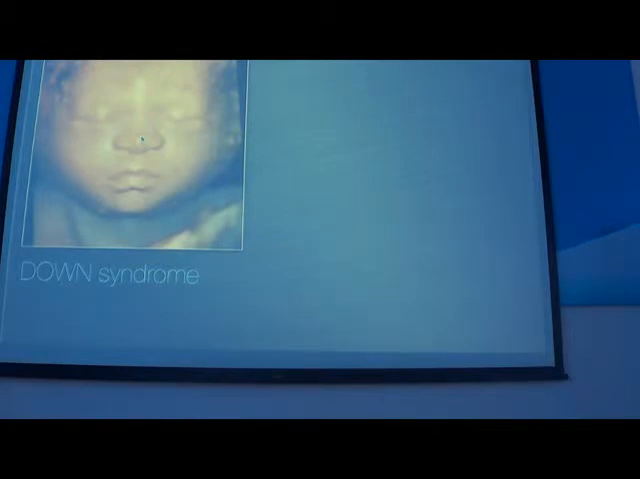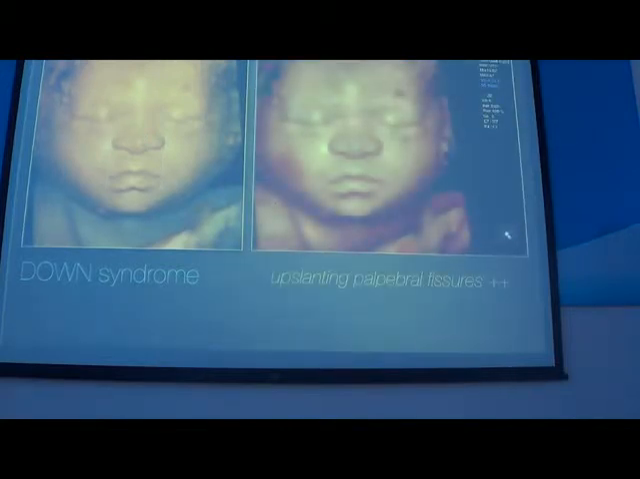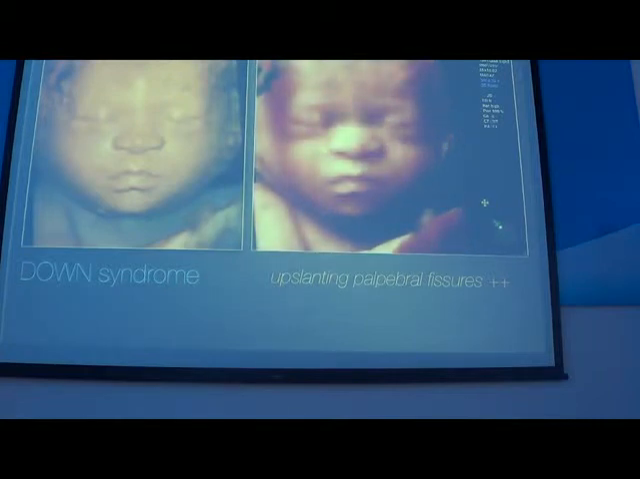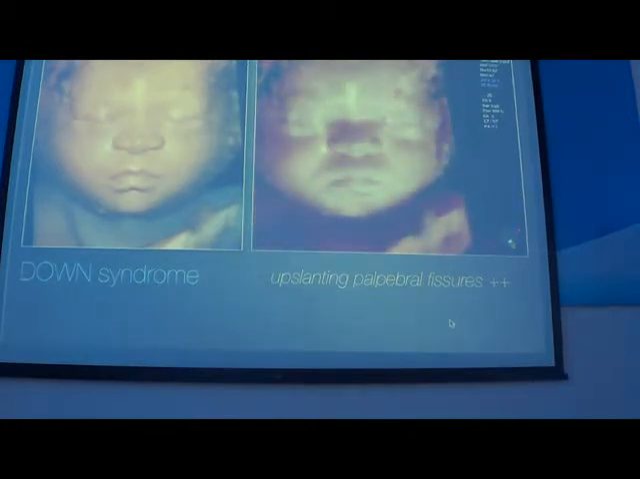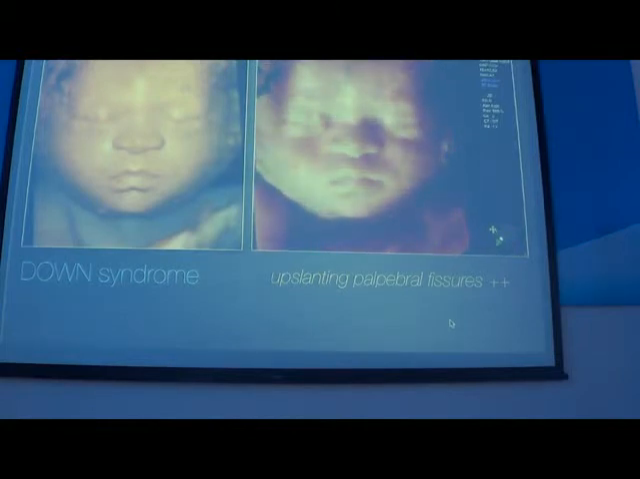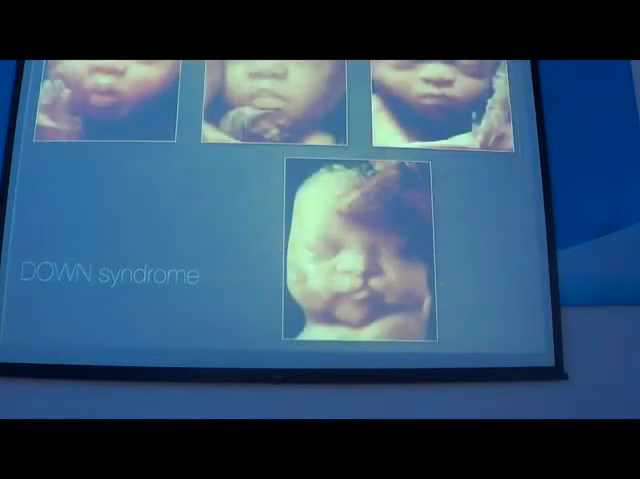And now you will see the same volume but with the new render mode. And with this one, when you move the light, you can really see the upslanting palpebral fissures. So this is the typical aspect of Down syndrome.